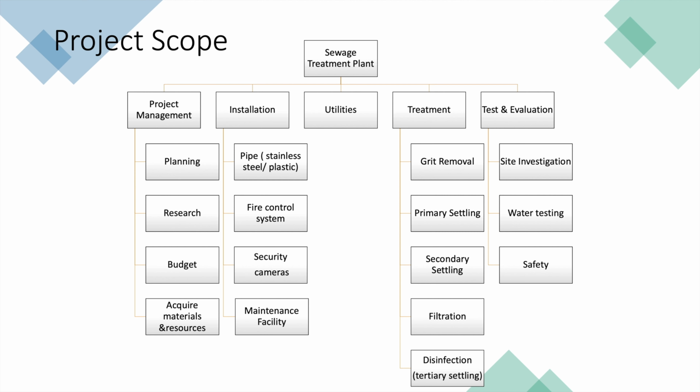In this segment, treatment, which is the leading segment, includes grit removal, then primary settling. After primary settling is done, secondary settling comes. Then after that, the disinfection process comes, which is also known as tertiary treatment.